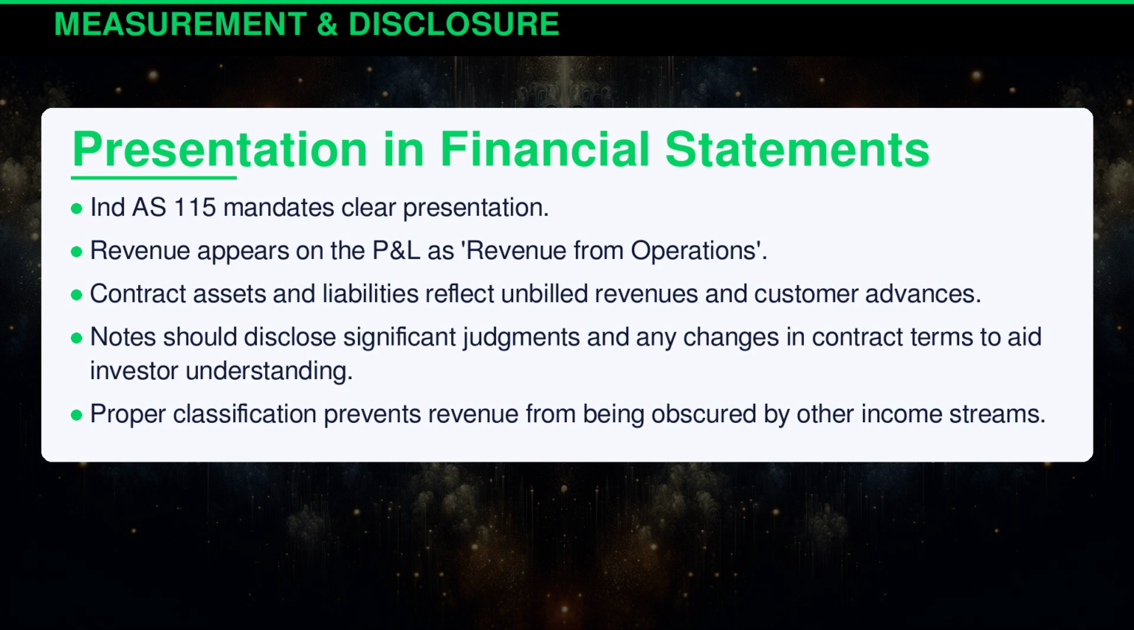Indian Accounting Standard 115 mandates clear presentation. Revenue appears on the profit and loss as revenue from operations. Contract assets and liabilities reflect unbilled revenues and customer advances. Notes should disclose significant judgments and any changes in contract terms to aid investor understanding. Proper classification prevents revenue from being obscured by other income streams.